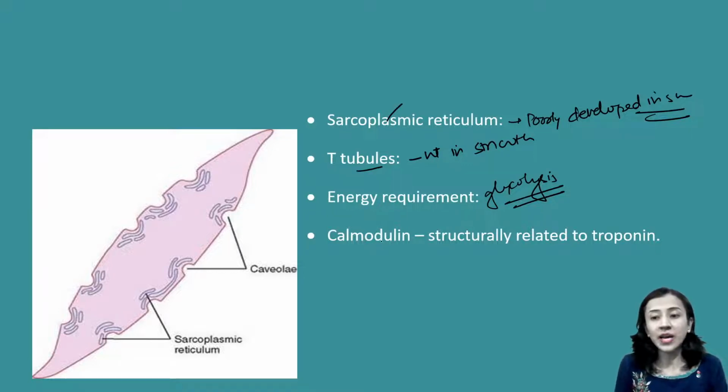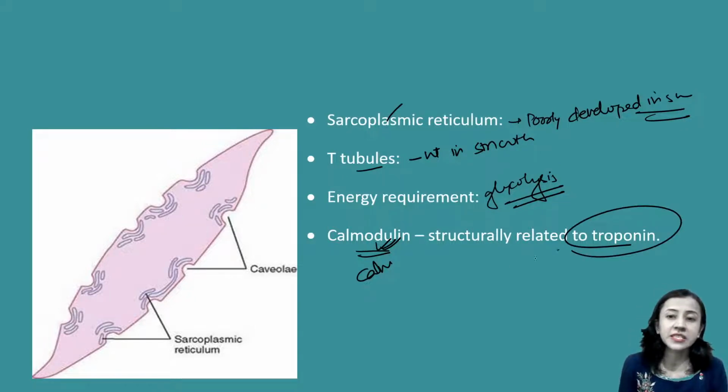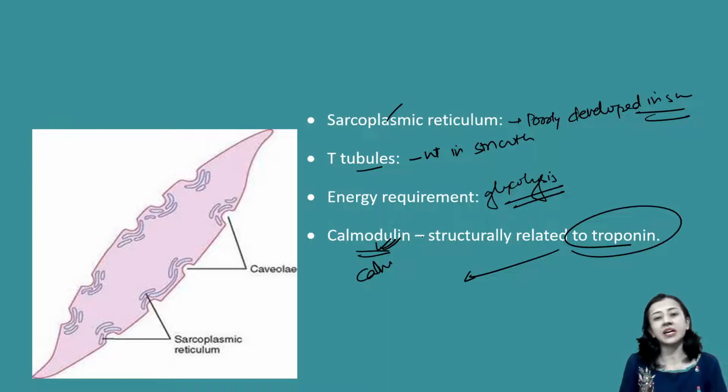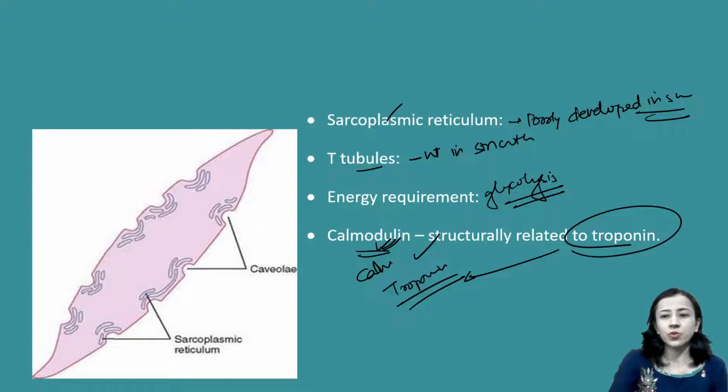And the cytoplasm of the smooth muscle contains a calcium binding protein that is known as calmodulin. It is written here. And this calmodulin is structurally related to the troponin. Troponin is not present in the smooth muscle. So many times this may be asked as an MCQ question, that is, troponin is absent in the smooth muscle. Okay. And instead of that, we have calmodulin.